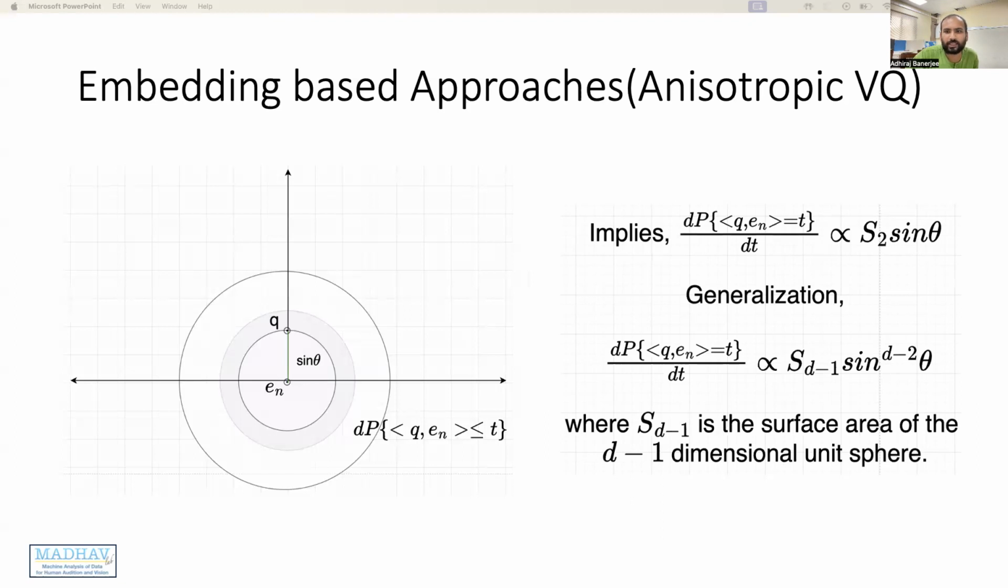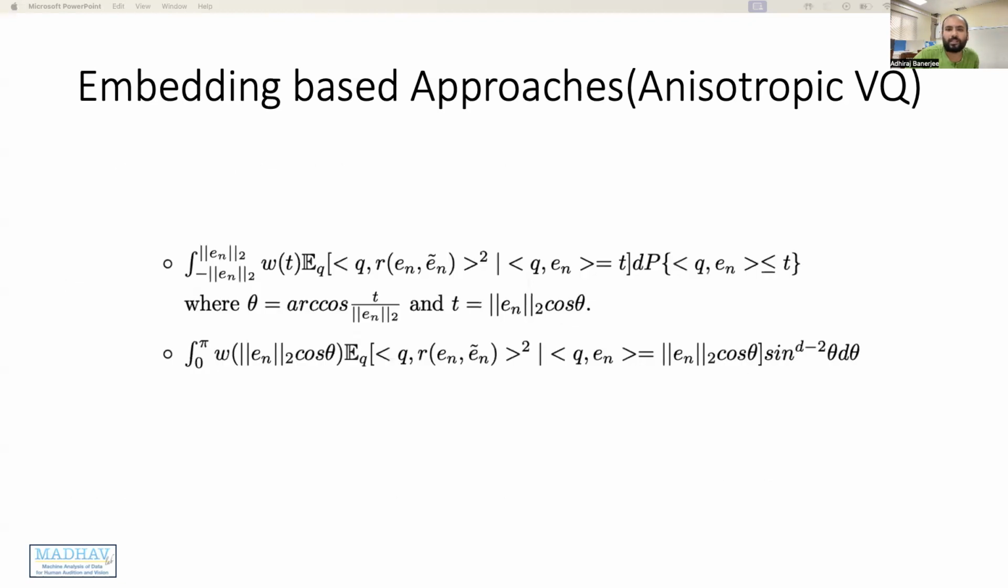For the d-dimensional case, we can realize this expression and say that the change is proportional to the surface area of the d-1 dimensional unit sphere times sine theta raised to the power of d-2. Hence, we can write the integral in terms of theta. The differential is then d theta scaled by sine theta raised to the power d-2. And the interval where we perform the integration is from 0 to pi.